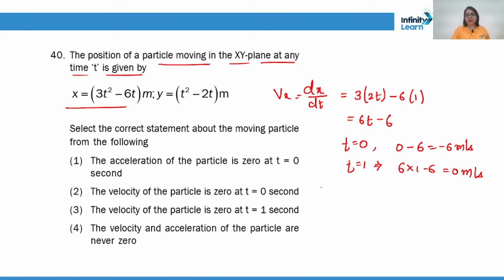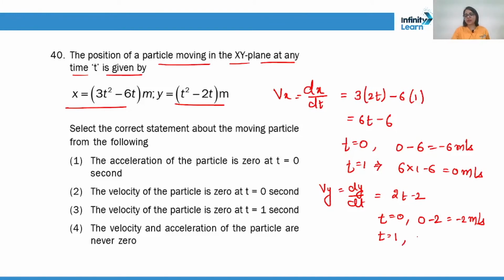Now let's find Vy. So Vy will be dy by dt, and it is the differentiation of t square minus 2t, which is 2t minus 2. So again at t = 0, velocity is 0 minus 2, which is minus 2 meters per second. And at t = 1, it is 2 into 1 minus 2, which is 0 meters per second, right? So velocity in both directions is becoming 0 at t = 1, right? So the velocity of the particle is 0 at t = 1 second.